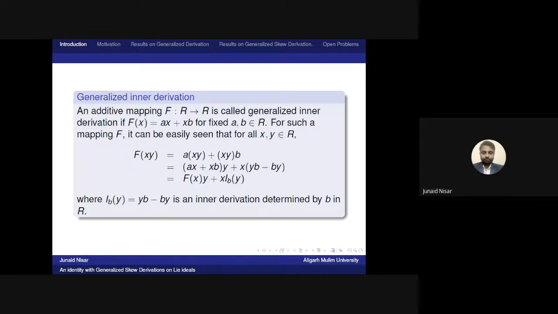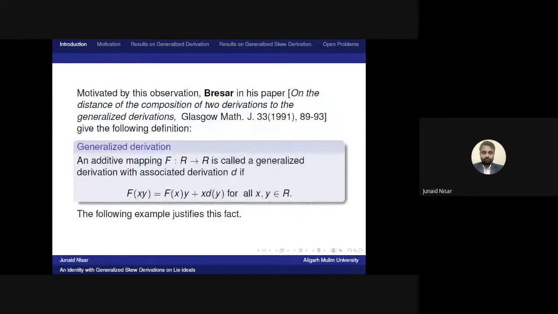Now we define generalized inner derivation. An additive map F from ring R to R is called a generalized inner derivation if F(x) has the form ax + xb for fixed a, b belonging to R. Easily we can see that we can write F(xy) = F(x)y + x I_b(y), where I_b is an inner derivation determined by b in ring R. Motivated by this observation, Brešar in his paper introduced the generalized derivation. That is, an additive map F from ring R to R is a generalized derivation if it satisfies F(xy) = F(x)y + xD(y) for all x, y belonging to ring R.